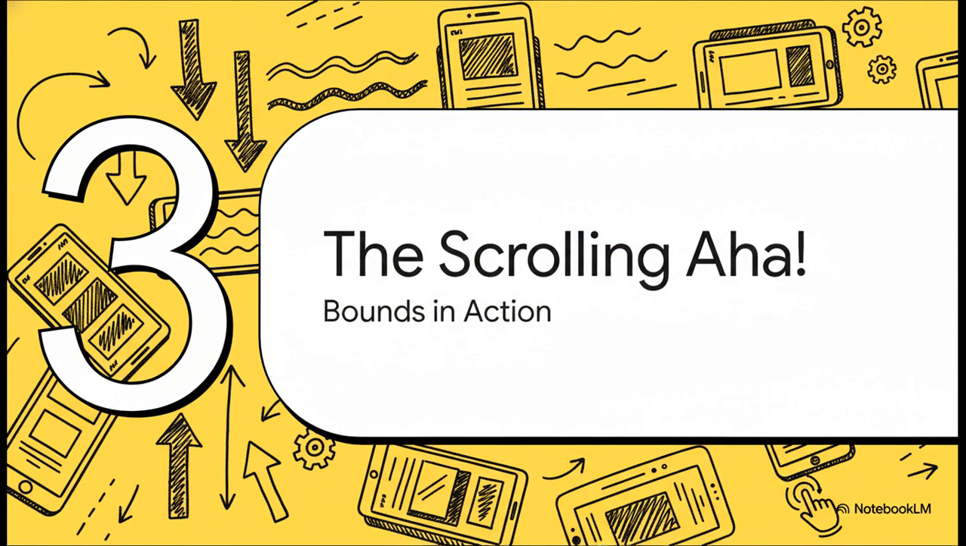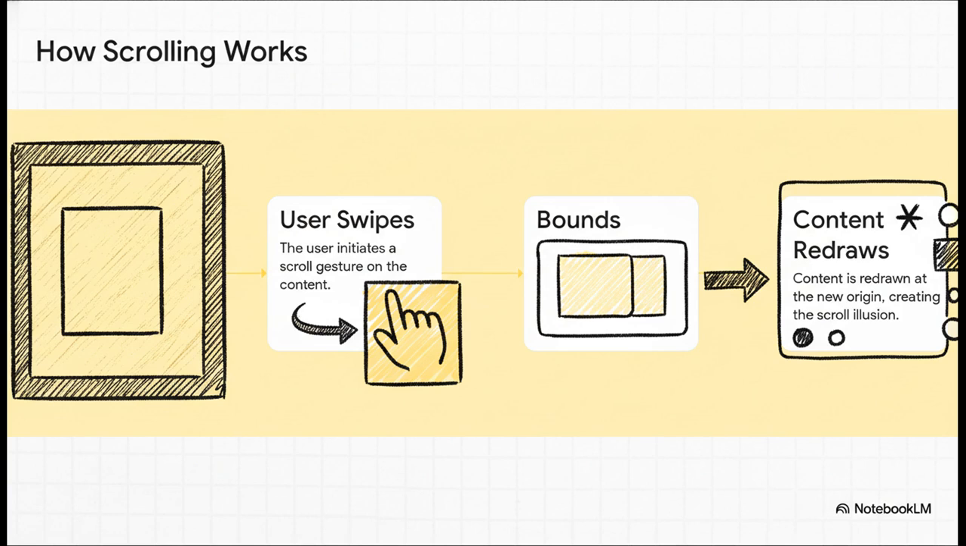So why does any of this really matter in practice? Well, it's the secret behind something you do 1,000 times a day: scrolling. This is where the whole concept of bounds just clicks into place, and you have that aha moment. Okay, picture a scroll view. Think of it as a fixed window you're looking through. That window is its frame. It doesn't actually move. Now, when you swipe with your finger, you're not moving the window.